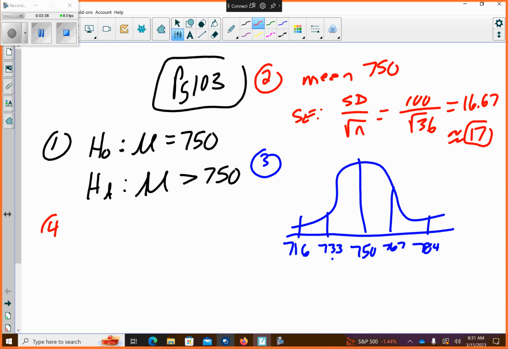This is for number 4. So 747 is right about there. Is this strong evidence against our null hypothesis? Is it favoring that we're bigger than 750? I mean, is 747 bigger than 750? No. So not strong evidence. It's close to the mean. It's not even greater than the 750. So there's really not evidence there.